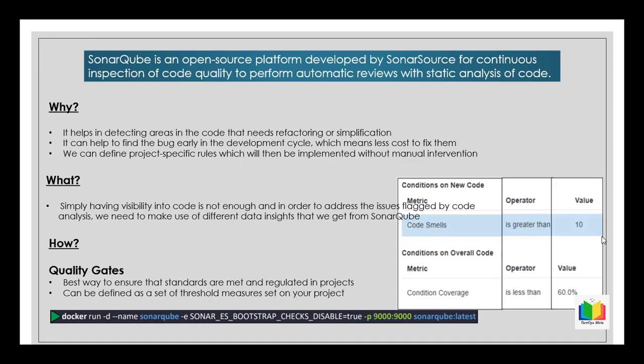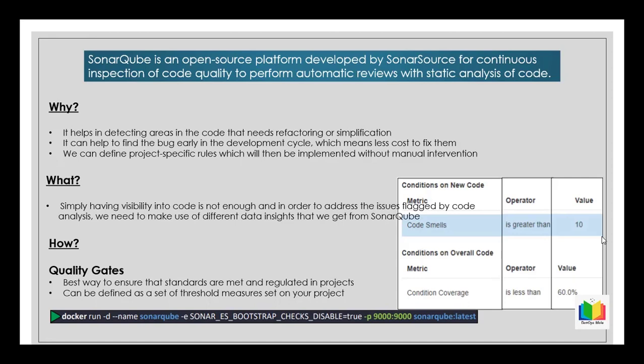You can define a quality gate, like if there are more than 10 code smells, your pipeline should break. If the code coverage is not more than 80%, the pipeline should break. If your conditional coverage is not more than 80%, your pipeline should break. All these gates you can put in place. You can create your own custom gates, or you can make use of the default gate which SonarQube provides.